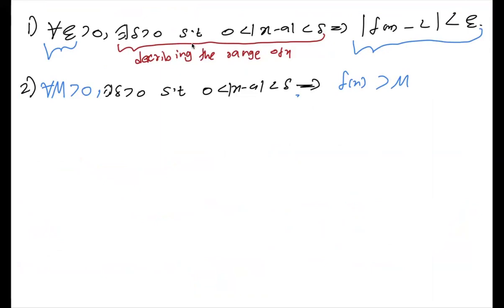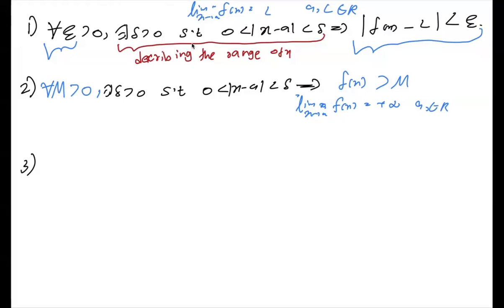Let's say this is for the limit as x goes to a of f(x) equals L, where a and L are both real numbers. Here, the limit as x goes to a of f(x) equals positive infinity, where a is a real number, for the second definition. For the third, just to see whether you get my point, the limit as x goes to a of f(x) equals, let's say, minus infinity. Now it is not positive infinity. How are you going to write that? How are you going to change that?